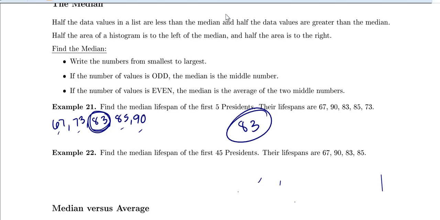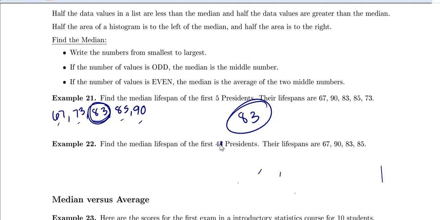Example 22, find the median lifespan of the first 4 presidents. That's supposed to say 4 presidents. For the first 4, their lifespans are 67, and if I'm putting them in order, 83, 85, and 90.